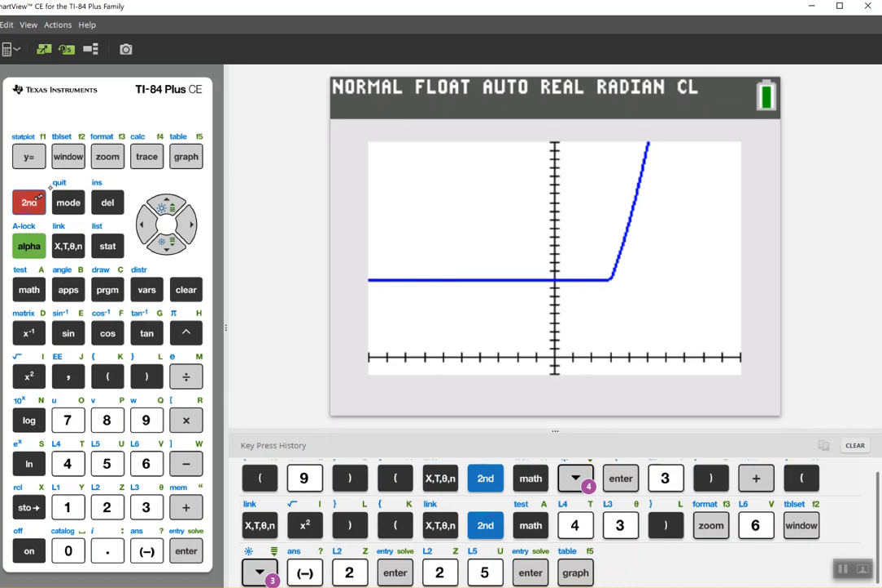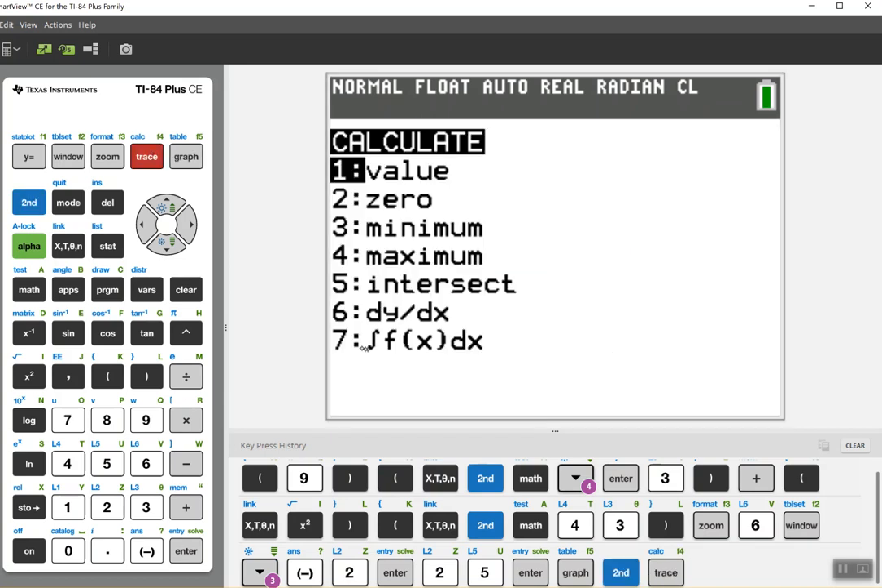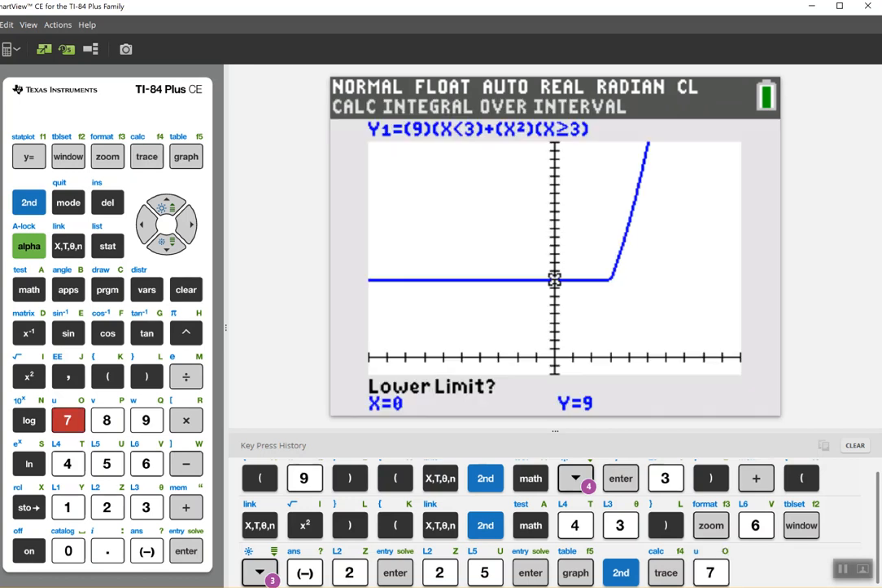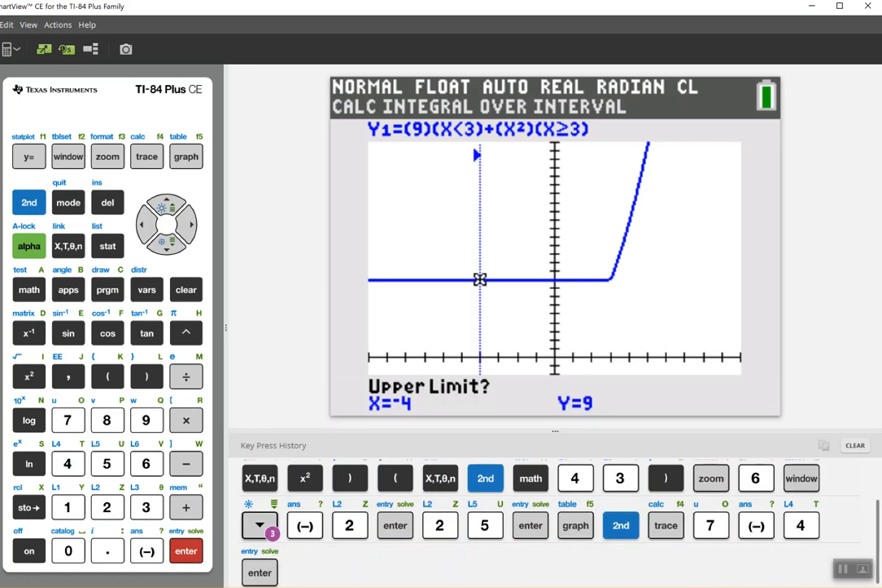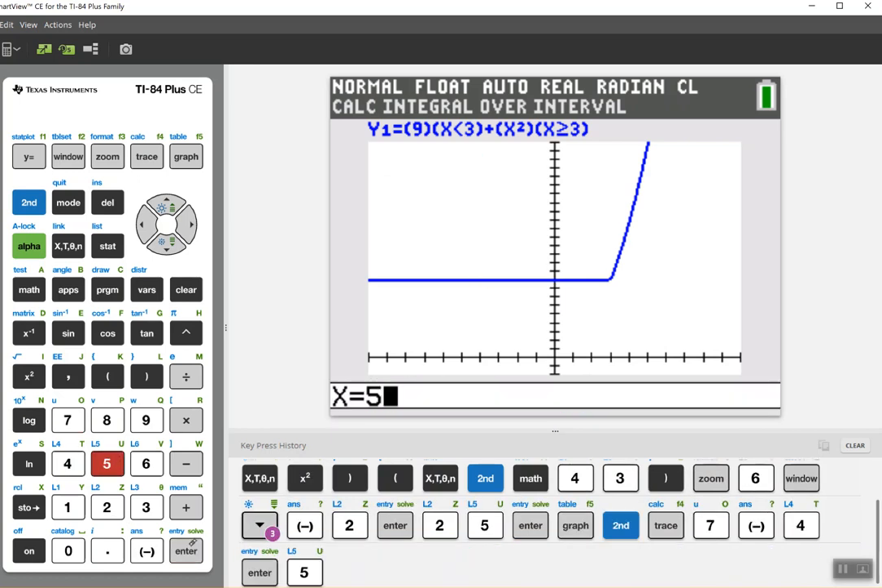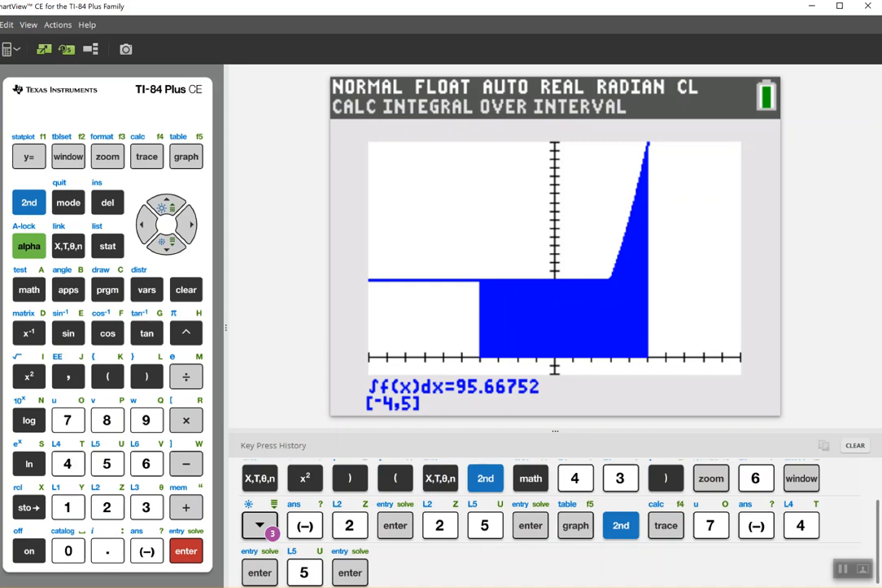Okay, let's go second, calculate, and we're going to do 7 to find the integral, or the area, from -4 all the way to 5. So we're going to click lower bound is -4, enter, and then 5, and then enter. The calculator highlights the area for you. It's the yellow space plus the blue space that we were talking about earlier, and it tells you the solution is 95.66. So it's not an exact number, and there's no way to get the exact number on this screen.